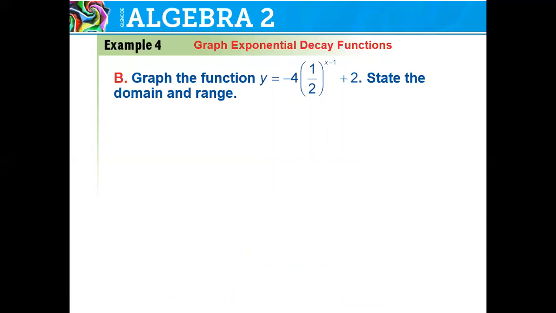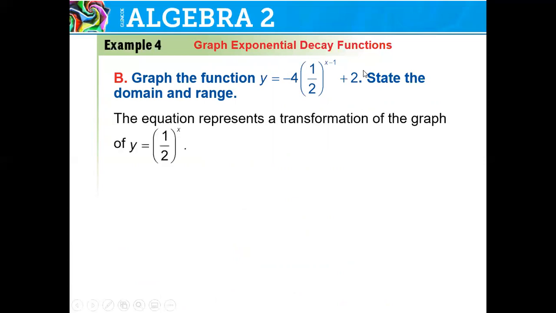Our next example is y equals minus 4 multiplied by (1/2) to the power of x minus 1, plus 2, and we need to state the domain and the range. My k is 2, which is positive, so I have a vertical translation 2 units up. Since h is 1, I have 1 unit to the right. Since I have a negative beside the 4, my graph will be reflected along the x-axis. And since a is 4, which is greater than 1, my graph will be stretched vertically.